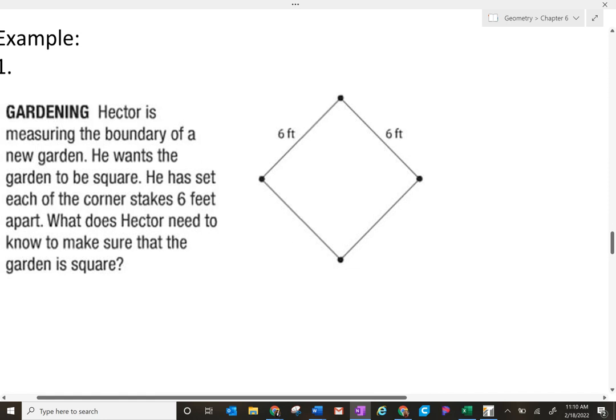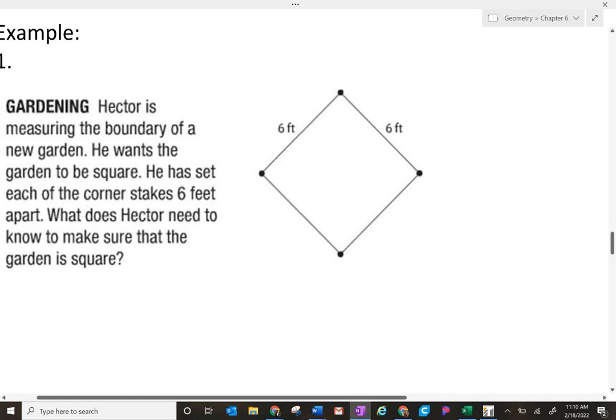Hector is measuring the boundary of a new garden. He wants the thing to be a square, so he set every single corner stake 6 feet apart. What sort of things would he need to do to verify that this was a square? If you were trying to figure out if it was a square, what are ways that you could prove or make sure that this is actually a square?